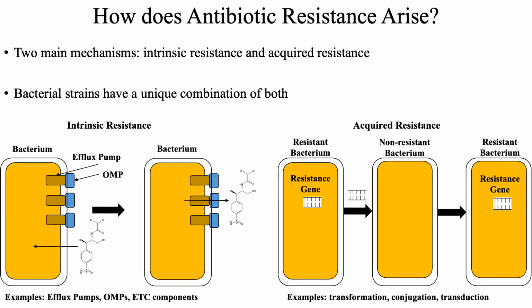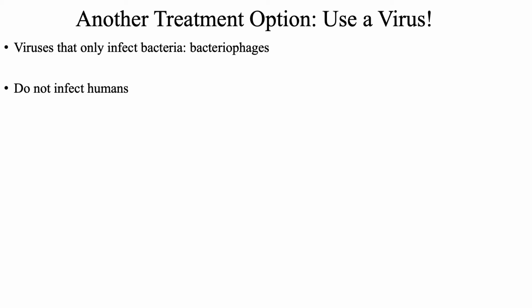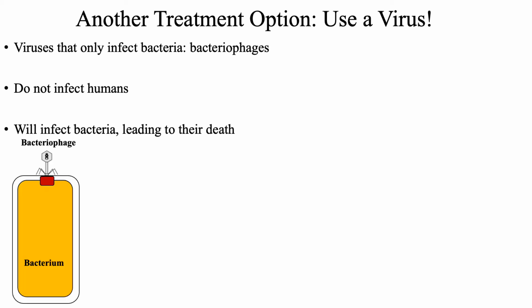Bacterial strains have a unique combination of both intrinsic resistance and acquired resistance, making each strain unique and increasingly difficult to treat. Another method to combat these multi-drug resistant bacteria includes the use of viruses. Viruses that only infect bacteria are called bacteriophages. Since they do not attach to or enter human cells, they do not harm humans or other animals that they are not specific for. However, these viruses will infect bacterial cells, eventually leading to their death.